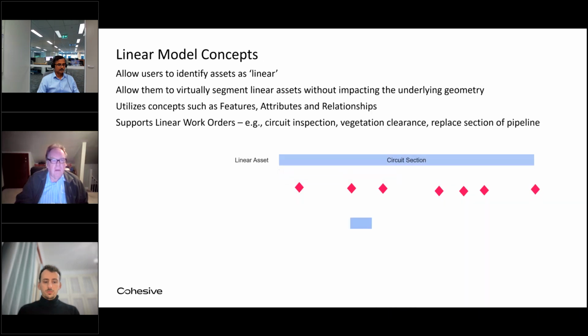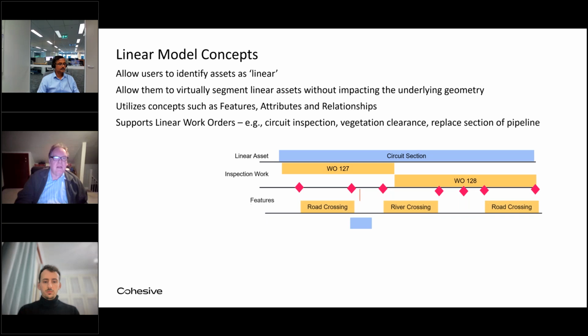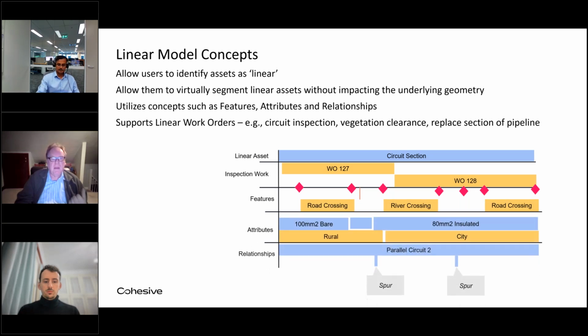So how do we address this? We allow the users to identify certain assets as being linear. Within linear, they can be virtually segmented, so not physically segmented. So if that circuit is going through a rural area and then going into the city, there's a change of use. If the attributes change from the size of the cable, the size of the pipe, to the insulation, again, that changes over distance. If it crosses a road or a river, again, we've got a feature that we need to worry about and address separately.